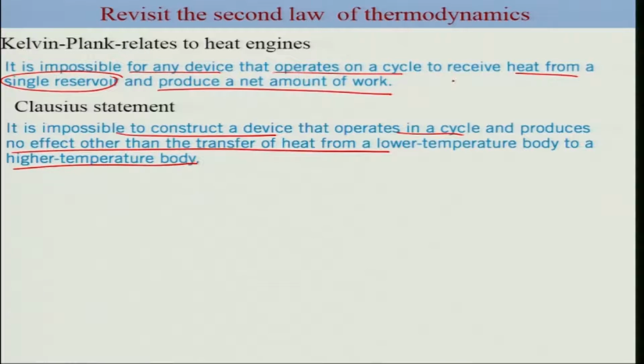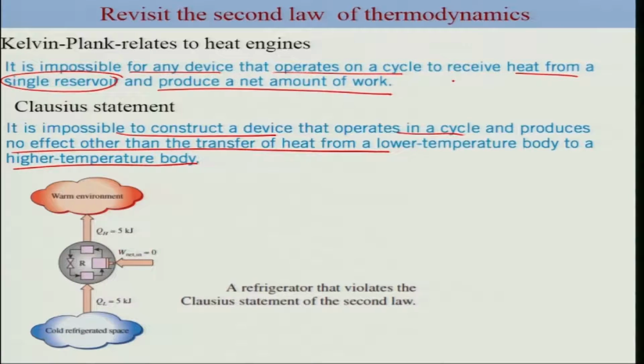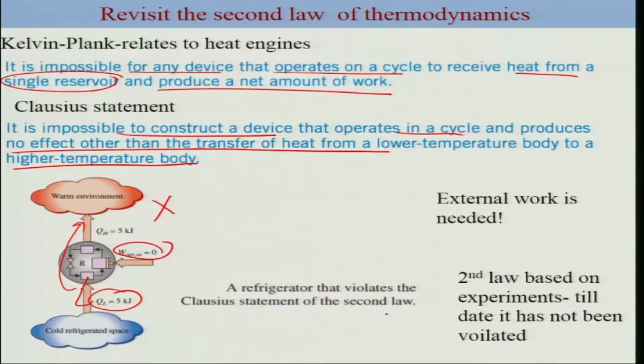Let me first discuss a bit more of the Clausius statement, and then we'll talk about the equivalence of both statements. The Clausius statement tells you that a device such as this is not feasible, because it says that you have no effect other than transferring this heat to a warmer environment completely, which means there is no work input. So this is not possible as far as the Clausius statement is concerned. This refrigerator violates the Clausius statement of the second law. In other words, you need external work to transfer heat from a low temperature to a high temperature, and as of now, based on experiments, the second law has not been violated.